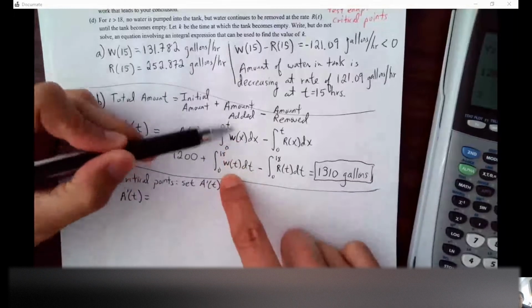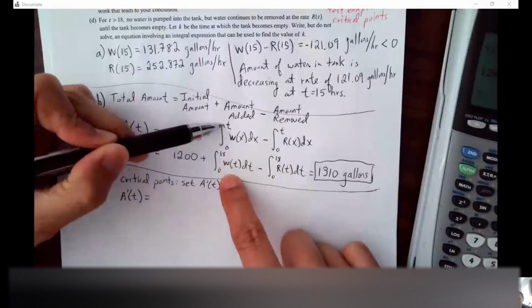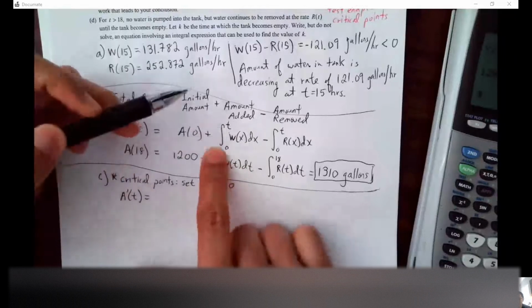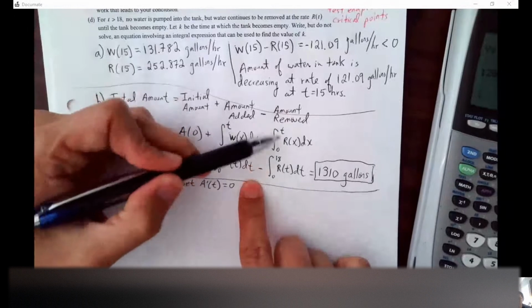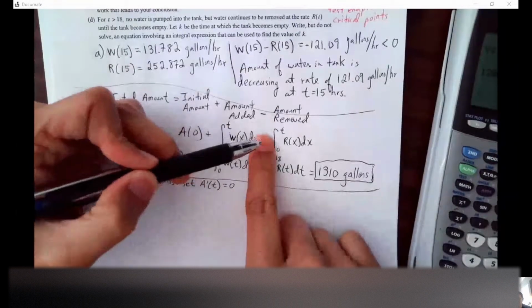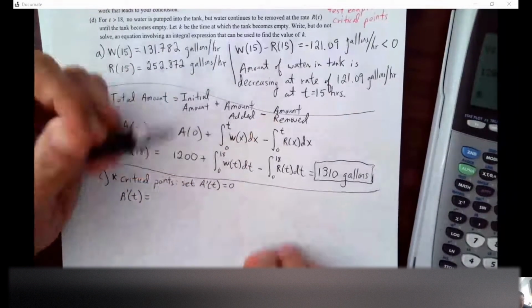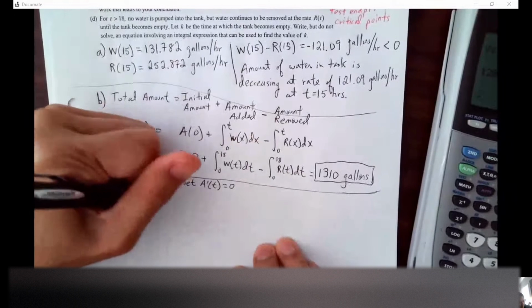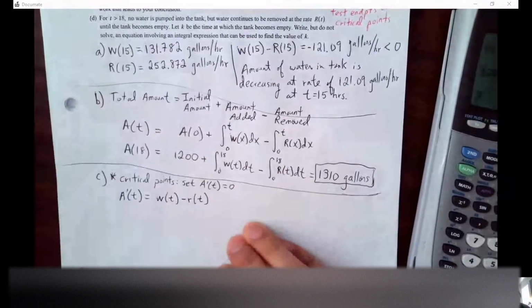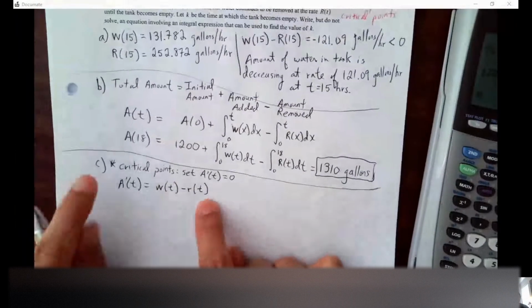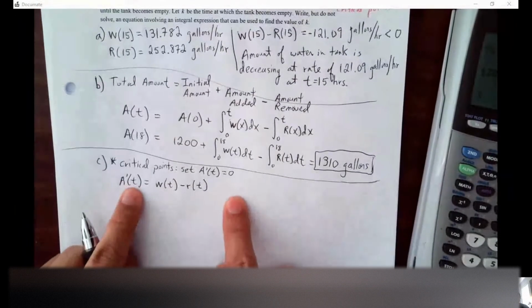We want to find the derivative of this expression. The derivative of this is going to wipe out the integral, leaving me with just W of t. And then the derivative of this expression is going to wipe out this integral. I'm just left with R of t. Now that we have our derivative equation, we're going to set it equal to 0.